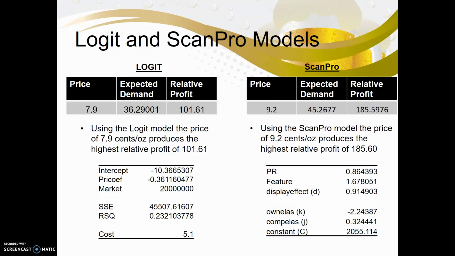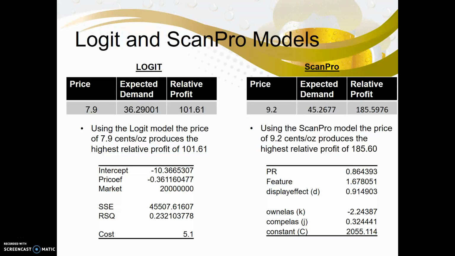And finally, we used the Logit and ScanPro models to project expected demand and to calculate profit. Since we didn't have the actual cost to Eric's grocery store, we just used a baseline price of 5.1, which is the lowest recorded price in the data set. So we use the term relative profit because that's the incremental profit over your baseline price per ounce. So some caution needs to be used in interpreting the relative profit column.